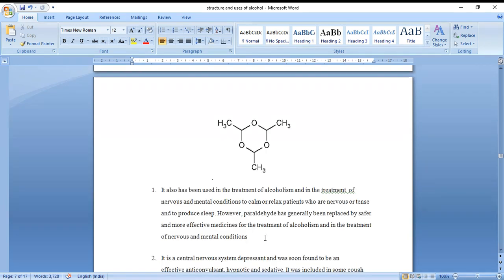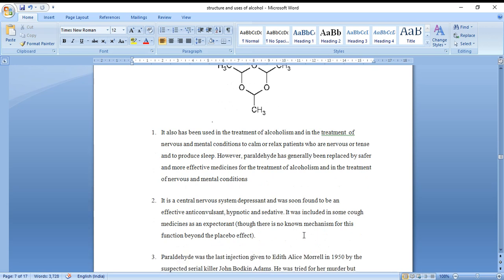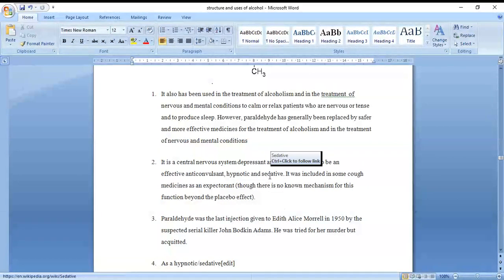So it is mainly used for the treatment of alcoholism and in the treatment of nervous and mental conditions. In some mental patients, they generally get excited to a very high state because of their nervous problem or mental condition, and they are unable to sleep. In that case, paraldehyde is generally used to calm that person. It is mainly used as a safer and effective medicine for the treatment of alcoholism, and it has replaced many drugs. It is a central nervous system depressant and is used as an effective anticonvulsant.